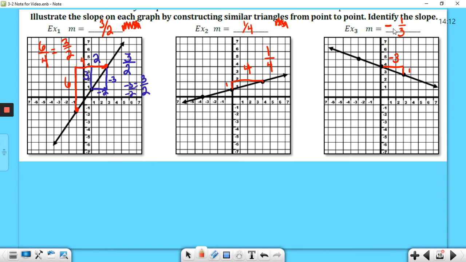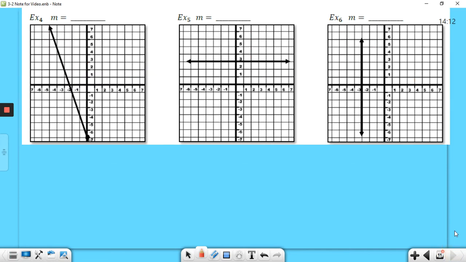I already put my negative on. I decided it ahead of time. I prefer to decide if my line is positive or negative just by looking at the direction of the line ahead of time. Then I don't have to think as deeply about if I'm going up, down, left, or right. Okay, we have a negative line here, so we know our slope is going to be negative.